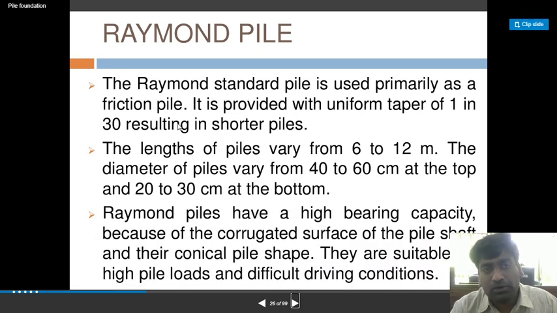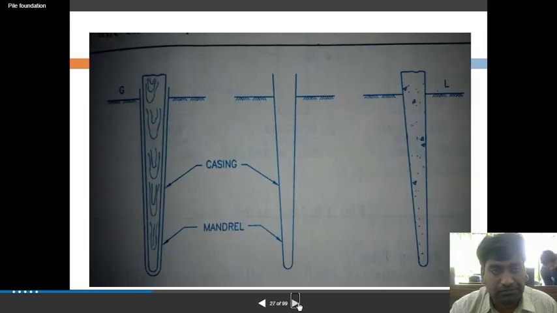Raymond pile. I am now going to discuss the Raymond pile. The Raymond standard pile is used primarily as a friction pile. It is provided with a uniform taper of 1 in 30, resulting in shorter piles. The length of the piles varies from 6 to 12 meters. The diameter of the pile varies from 40 to 60 centimeters at the top and 20 to 30 centimeters at the bottom. Raymond piles have a high bearing capacity because of the corrugated surface of the pile shaft and their conical shape. They are suitable for high pile loads and difficult driving conditions.